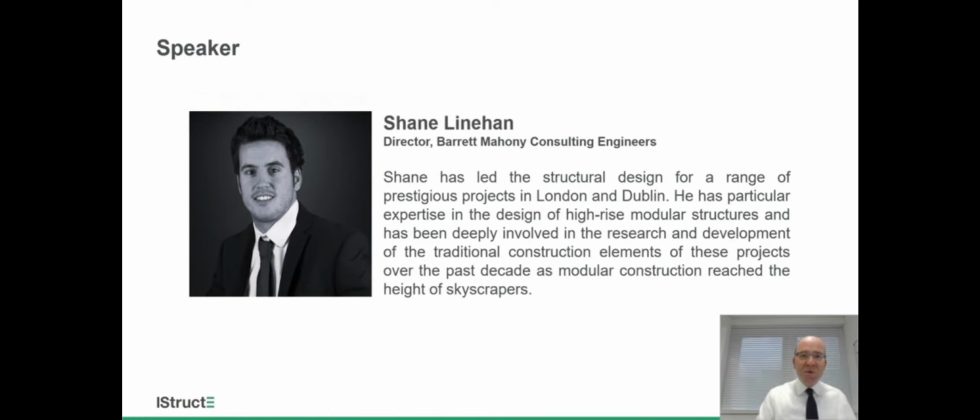Our second speaker is Shane Linehan, who is a director of Barrett Mahoney Consulting Engineers. Shane has led the structural design for a range of prestigious projects in London and Dublin, and he has a particular expertise in the design of high-rise modular structures and has been deeply involved in the research and development of the traditional construction elements of these projects over the past decade as modular construction has reached the height of skyscrapers. So I am now going to stop sharing my screen, and I am going to hand over to the speakers.